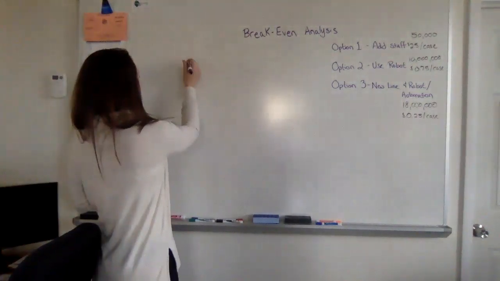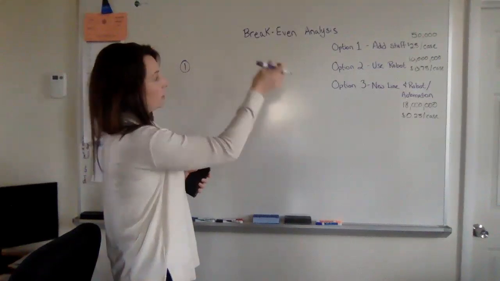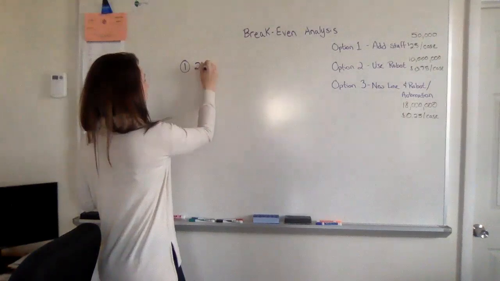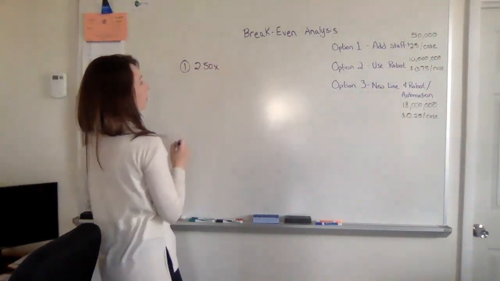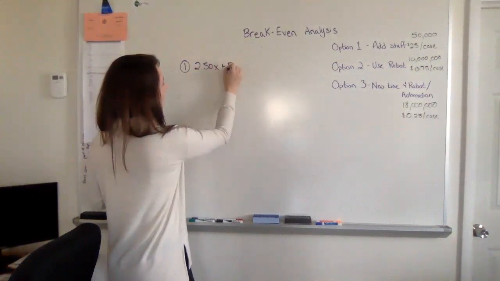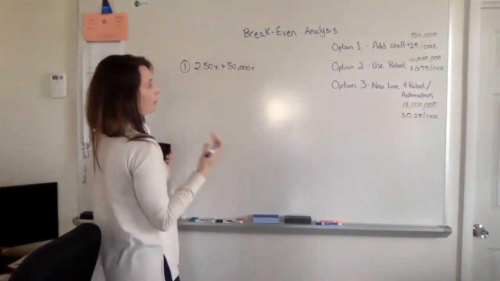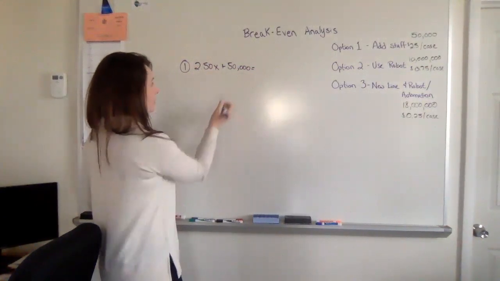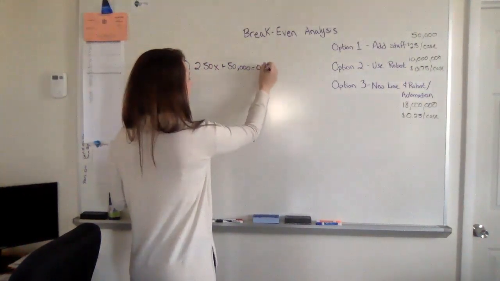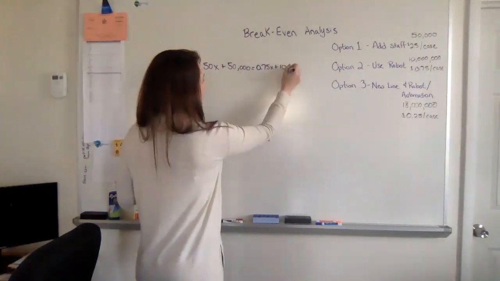So the way we do that, our first step is setting these two equations equal to each other. In the first case, option one, our variable cost is $2.50 per case, so we include our variable here, X. We add on the fixed cost of $50,000. Again, that's for the manual approach of just adding labor to solve the multi-pack problem. Option 2, use of the robot, has a variable cost of 75 cents plus a fixed cost of $10 million.